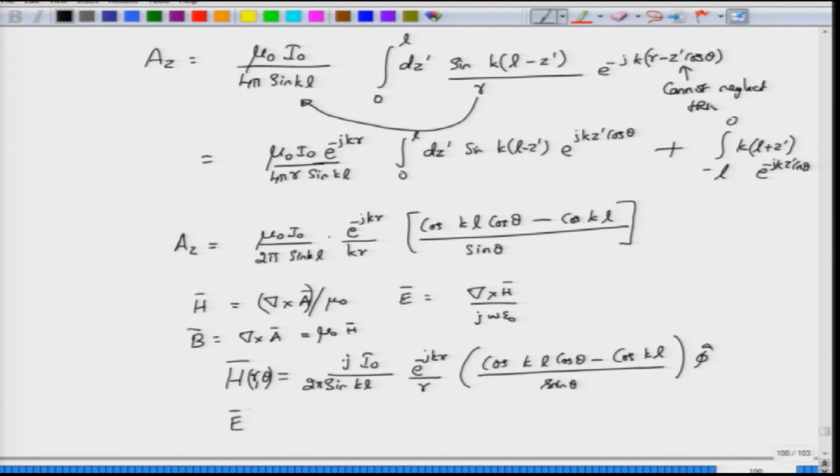The electric field can be shown to be a function of r and theta, and in terms of its magnitude, it would be eta times H phi, and it would be oriented along the theta direction. Now, because H and E are oriented along phi and theta, E cross H will be theta cross phi, which is along the r direction. So, you can show that the power will be radiating in the radial direction, which is what you want from an antenna.